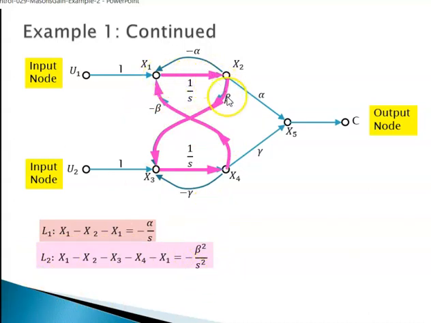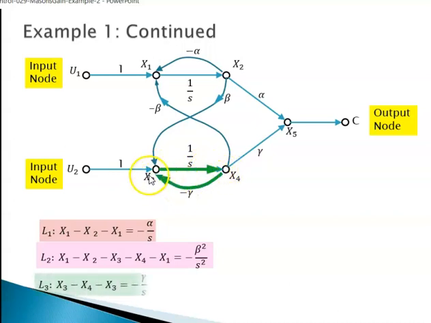You can see 1 over s, beta over s squared multiplied by minus beta is minus beta squared over s squared. Now let us see the third loop. The third loop goes from X3 to X4 back to X3 and its gain is minus gamma over s. We can clearly see that loop 1 and loop 3 are isolated. They are non-touching loops. They don't have anything in common.